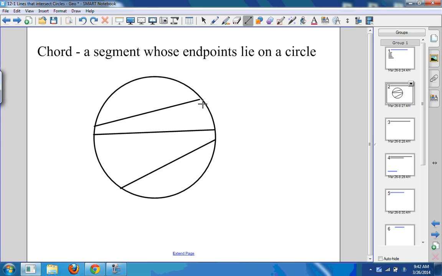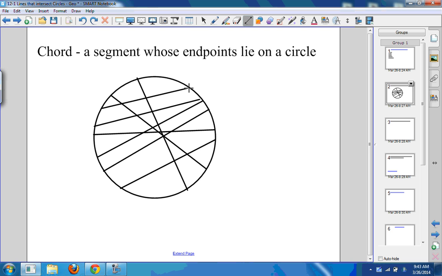It didn't quite make it to the end of the circle, but it did. So basically, it's just a segment inside the circle, and it goes all the way to both ends. Any of these would be chords, as long as their endpoints are on the circle. So there are an infinite amount of chords that we could draw. We could sit here all day doing this. So that's what a chord is.